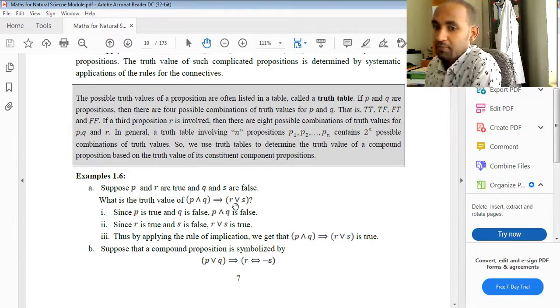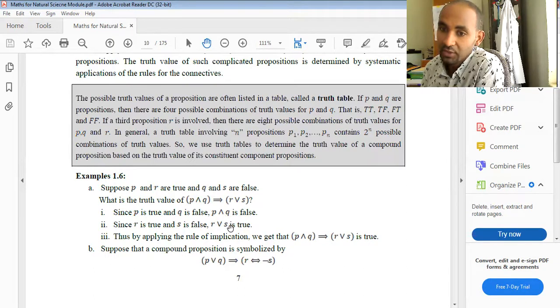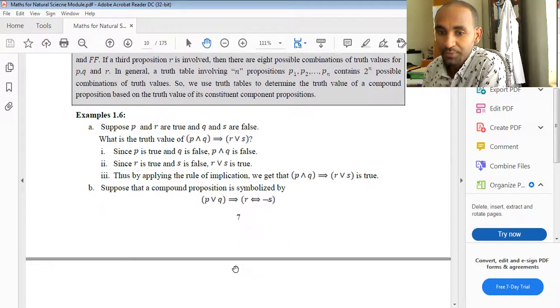So first you have to follow the brackets, okay? Where there are brackets, first you do what is in the bracket. If there are no brackets, usually the precedence order is the conjunction and disjunction comes first, followed by implication. The negation is always the first operation to work with.